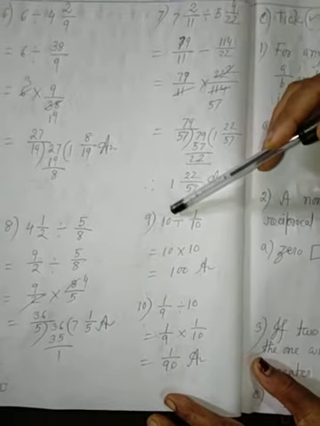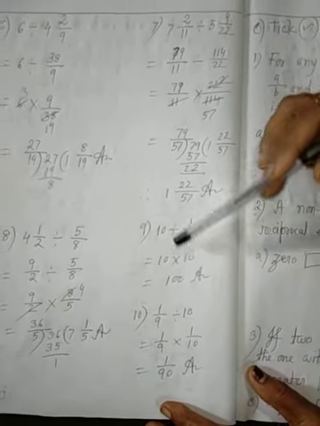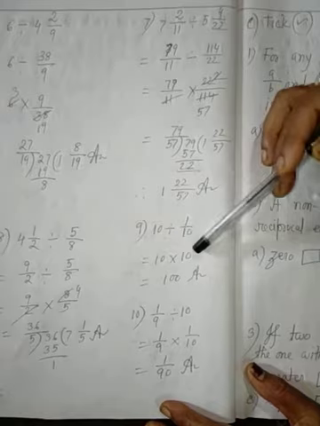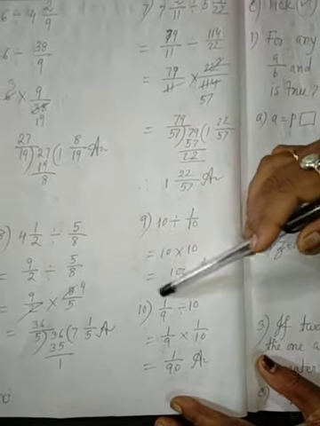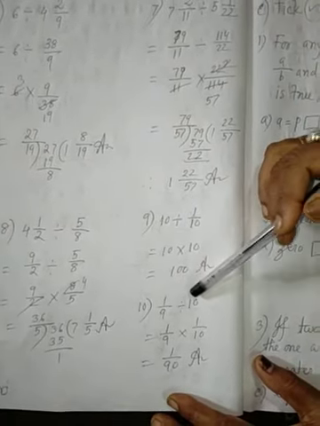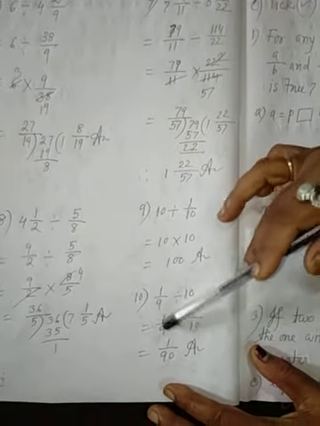9 10 divided by 1 by 10. 10 into 10 reciprocal, 10 10 ja 100. 10 1 by 9 divided by 10. 1 by 9 into 1 by 10. 1 by 90.